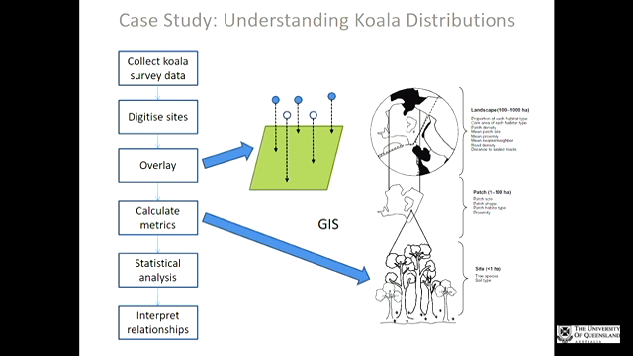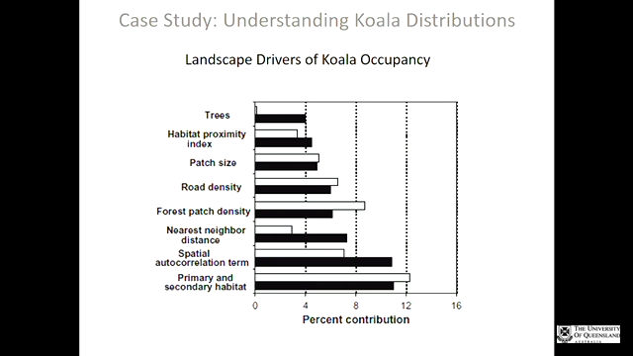I guess you could have done this in a way without GIS, but it would have taken a huge amount of time. So it really saves time. And we've done lots of work like this. These are some results. I'm not going to go into this too much. This was just the bigger the bar, the more important the variable. So some of the most important things were how much habitat there was in the landscape around the site and so on, how many patches, the density of forest patches and so on.